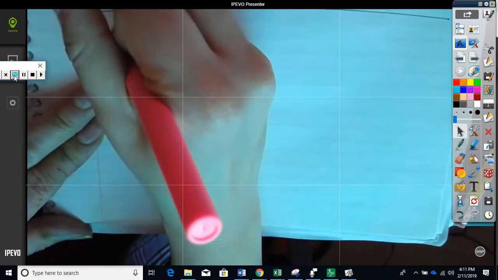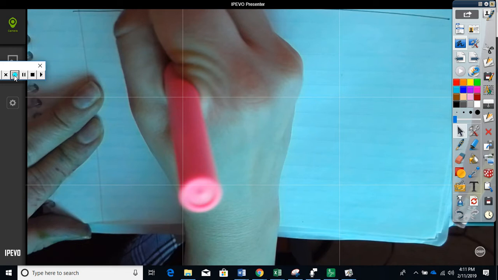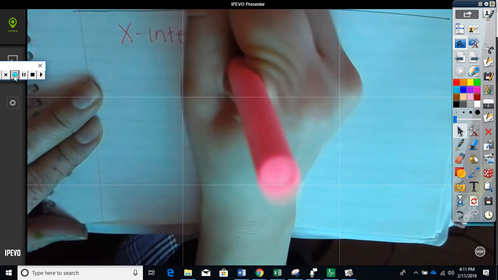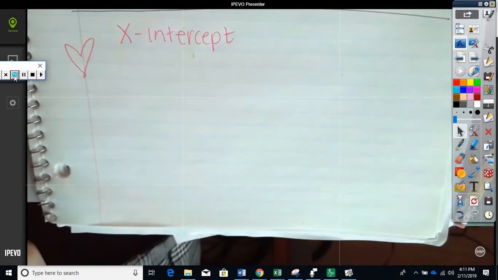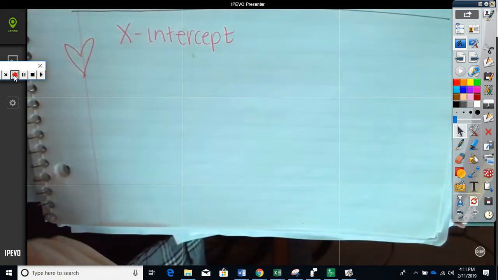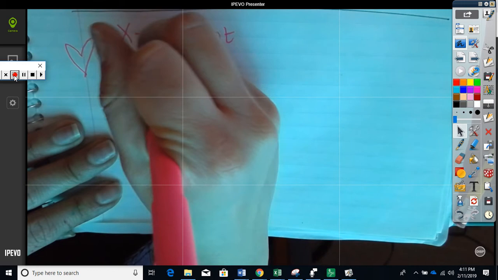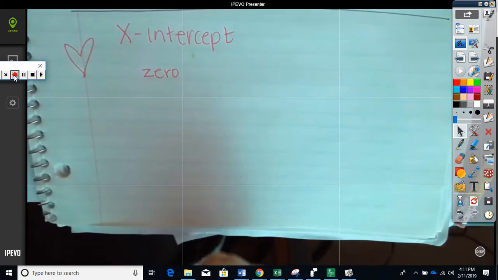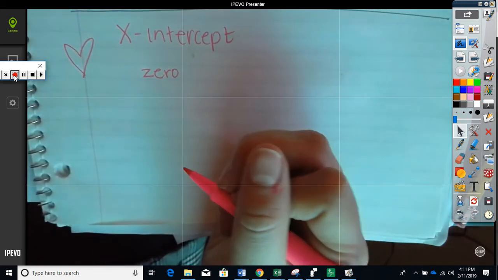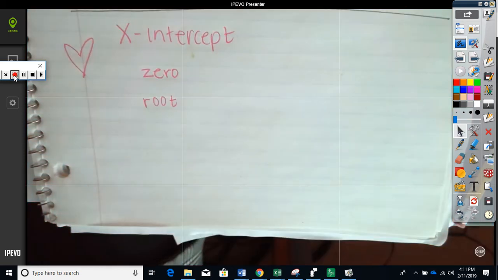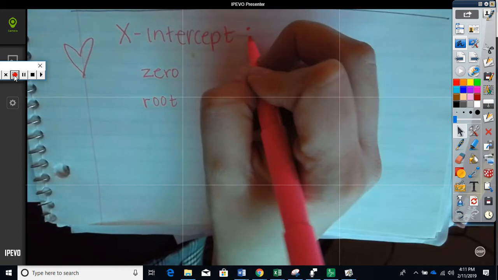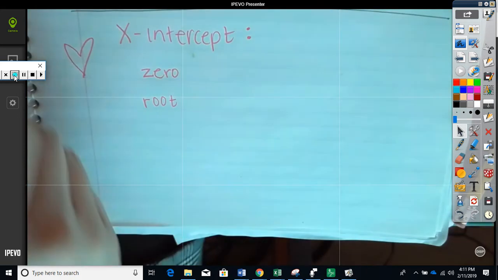All right, the x-intercept. Please write x-intercept. The symbol that we have for this one is a heart for Valentine's Day. The nickname for this one has a lot. It's the zero. It's a root. Those are the different names you might see on the test.